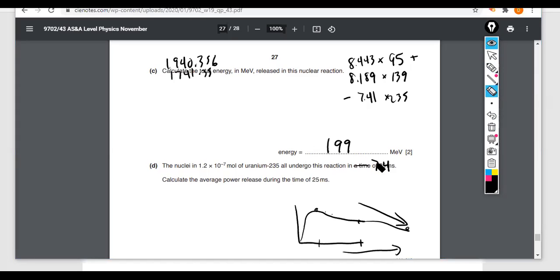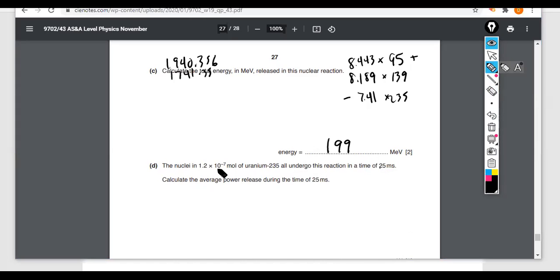The last question is, the nuclei in this many moles of uranium-235 all undergo this reaction in a time of 25 milliseconds. Calculate the average power release during the time of 25 milliseconds. All right, so let me show you the physics, and it's some chemistry too. So start with what you're given.